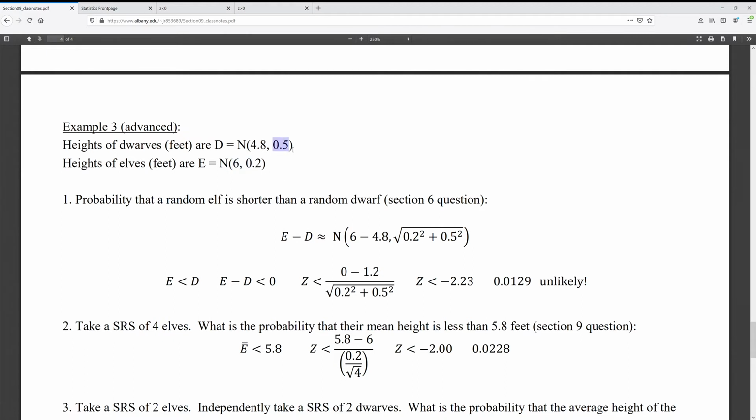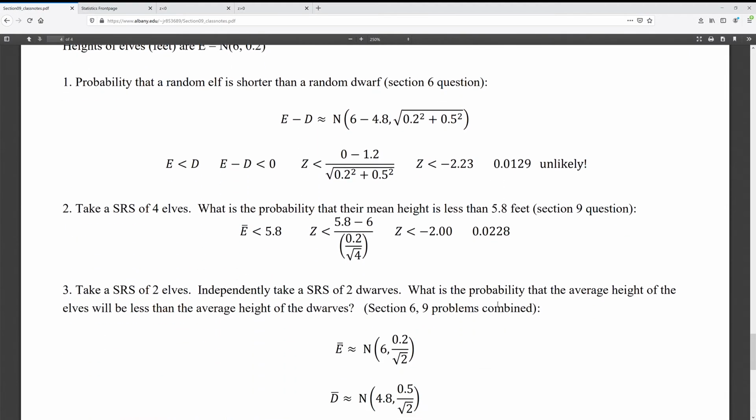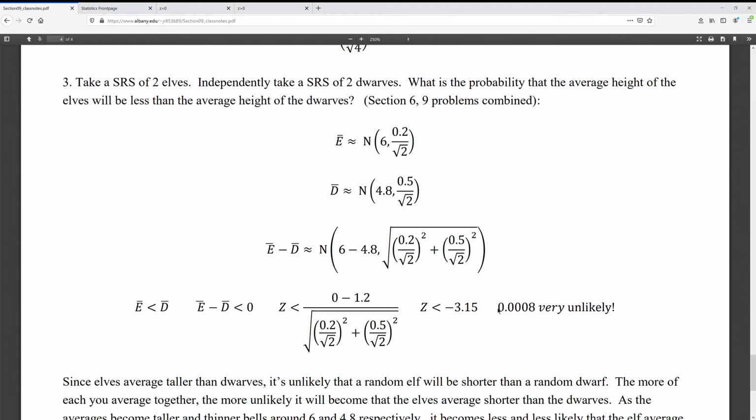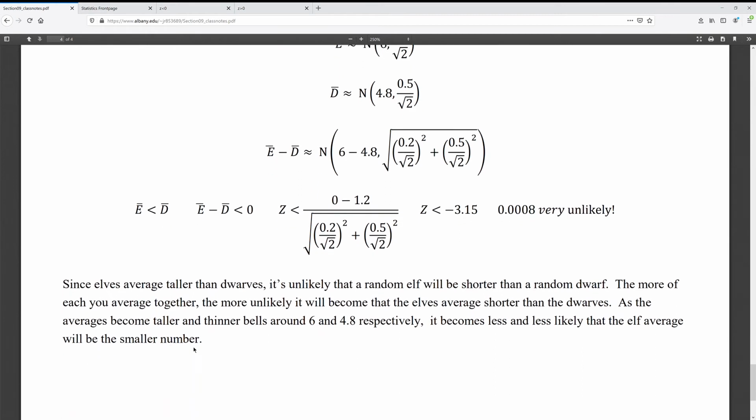But if you divide these by the square root of 2, then you've got a taller, thinner bell centered at 4.8 for the dwarves, and a taller, thinner bell centered at 6 for the elves. And so there's even less overlap there, you see. And so for things to cut the wrong way, you've got to go even more against the grain, right? So logically, it should be even less likely. I think that's pretty much what I spell out in this paragraph here.